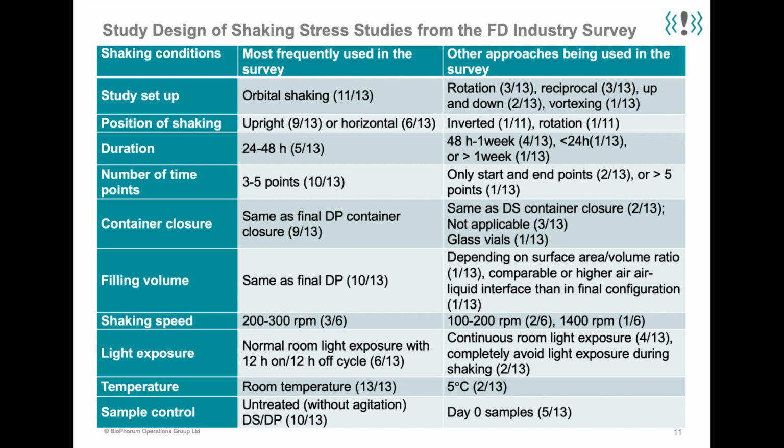Here's a summary of the shaking stress study design from the survey. Highlighting the more variable parameters, generally speaking, shaking stress is recommended at 200 to 300 rotations per minute for 24 to 48 hours. For proteins with different sensitivities to mechanical stress, the shaking studies could be extended or shortened to produce meaningful levels of degradation.